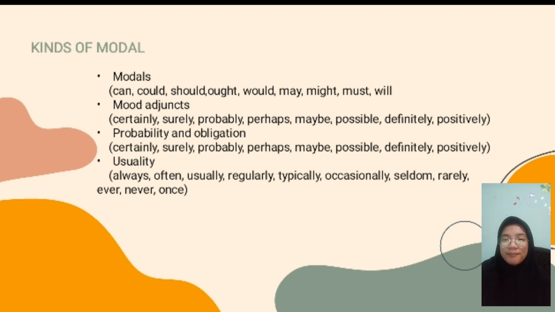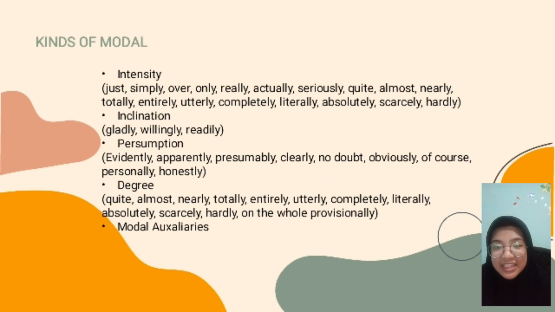And intensity is actually, seriously, quite, almost, nearly, totally. For the inclination: willingly, readily, gladly. And the presumption: evidently, apparently, presumably. And the degree: quite, almost, nearly, totally. And the last is the modal auxiliaries. Okay, the next material will be explained by Fauzan.